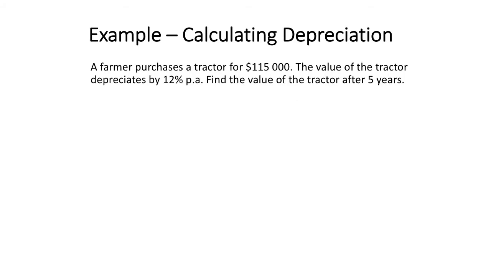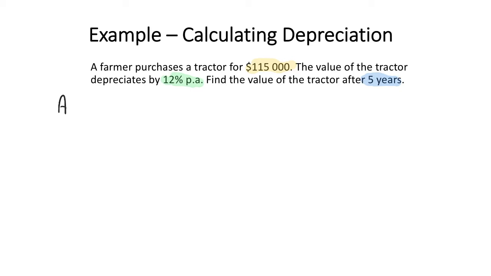In the example, a farmer purchases a tractor, which is an item of plant and equipment, for $115,000. The value of the tractor depreciates by 12% per year, and we want to find the value of the tractor after 5 years. So first step is to go through and define all of the variables.